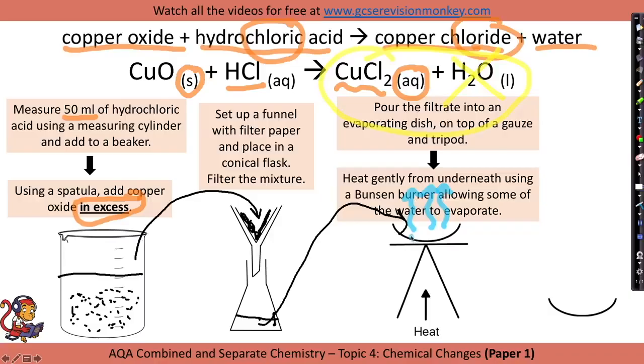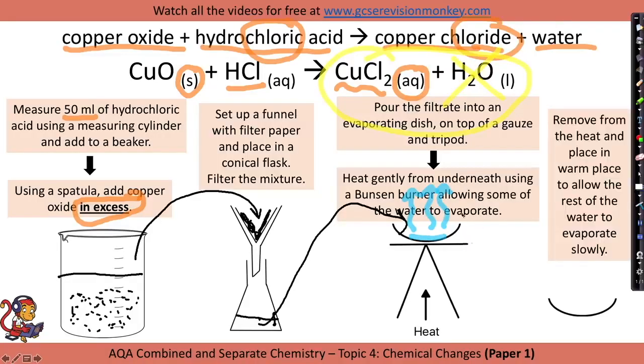You want to get it to that stage where you're going to have a little bit of water left in the evaporating dish. So then our final step is to remove this evaporating dish from the heat and place somewhere warm for the rest of the water then to evaporate from the dish, and that will leave just our salt crystals behind. If you didn't leave it to evaporate slowly at the end, you wouldn't get the crystals forming like you want. Okay? In your method as well, you can describe this part of the process as crystallization.